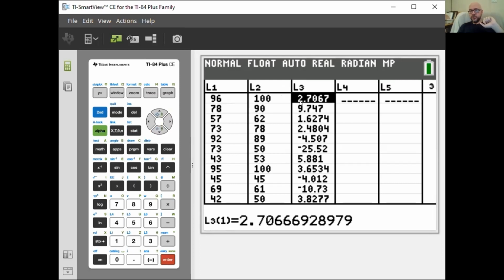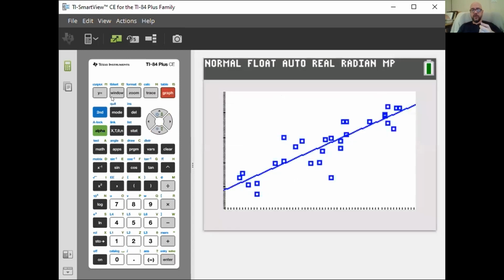So this 2.7067 is saying that this is a positive 2.7. This person, the first one in the list, scored 2.7 points higher on the final than we would have predicted based on their midterm score. That's what this says. So let's look at the graph and we'll be able to see it.